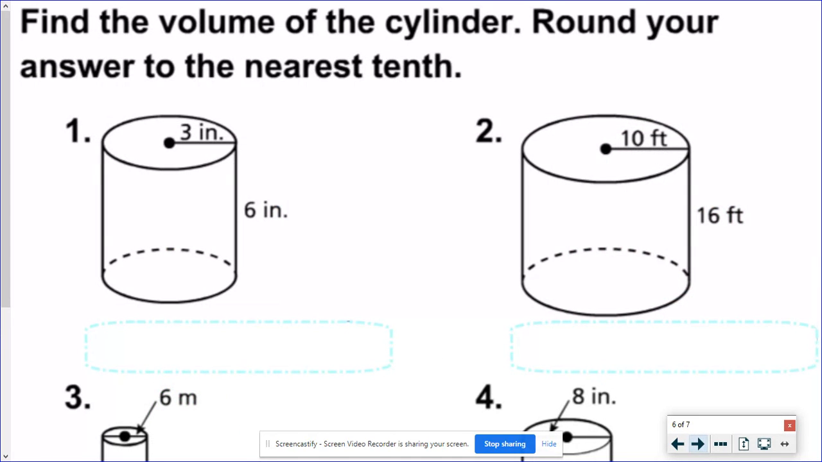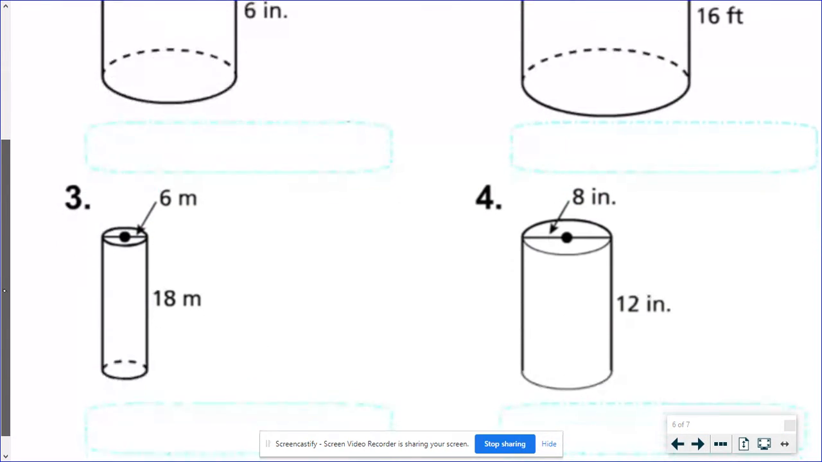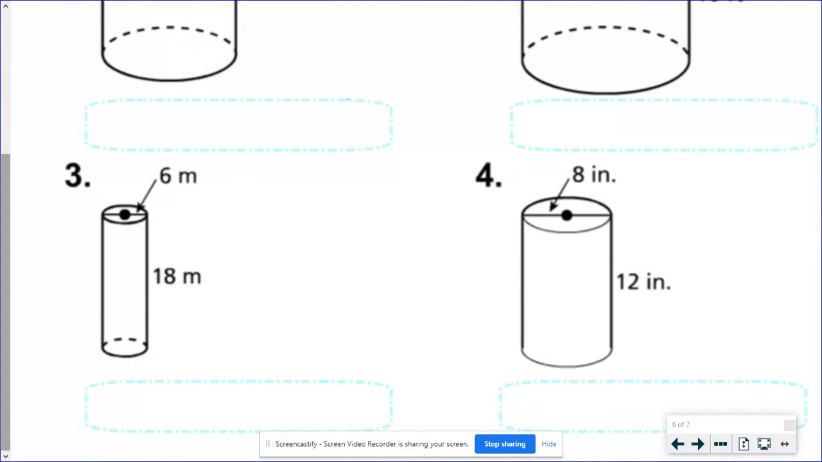Okay, so some of these are just some basic pictures. We've done several of these now with the radius. What I'm more concerned about are these last two, where it gives a diameter. And it tricks students all the time. And I'm telling you, you have to watch out for this. If the diameter of number 3 is 6 meters, then the radius, just halfway across, just this part, is going to be 3 meters. And the height is 18.